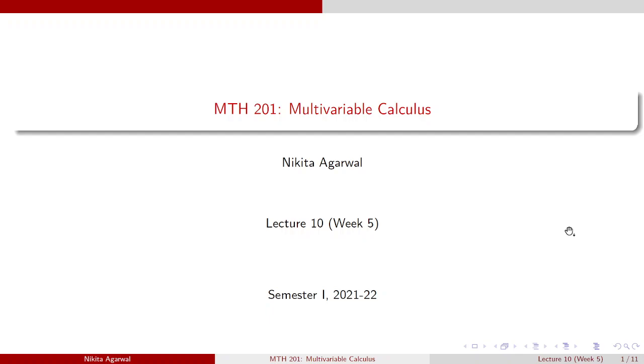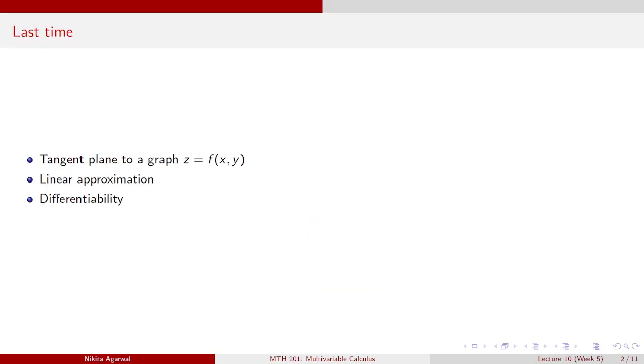Hello students, this is lecture 10 of MTH 201. In the last lecture we discussed the equation of a tangent plane to a graph z equal to f(x,y), linear approximation to a function around a point, and the concept of differentiability.